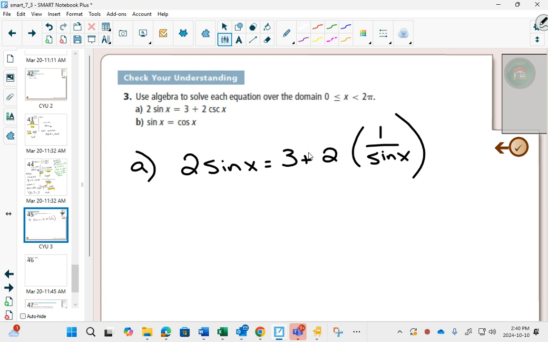a bit. The first algebra skill you have to do is multiply this 2 times that 1 over sine. And it seems straightforward, but I will give you 2 possibilities, and you tell me which one your gut tells you to do.